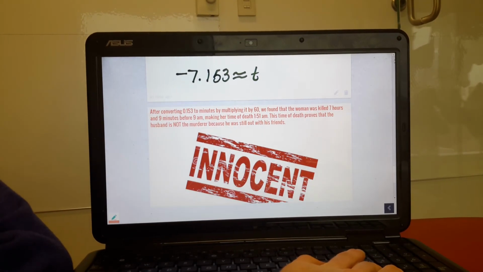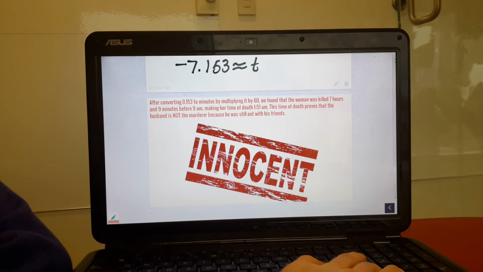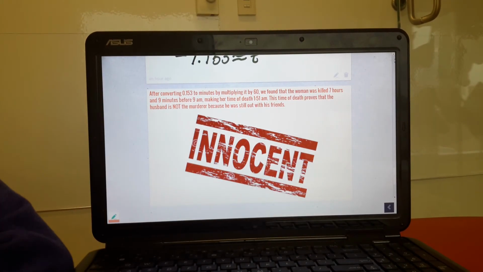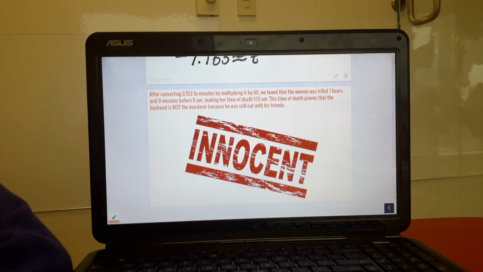And after converting 0.153 to minutes by multiplying by 60, we found that the woman was killed 7 hours and 9 minutes before 9 a.m., and that makes her time of death 1:51 a.m. And this time of death proves that the husband is not the murderer because he was still out with his friends at this time.